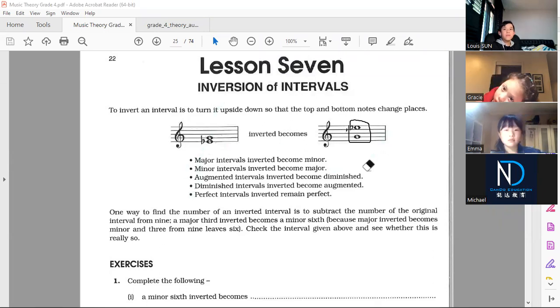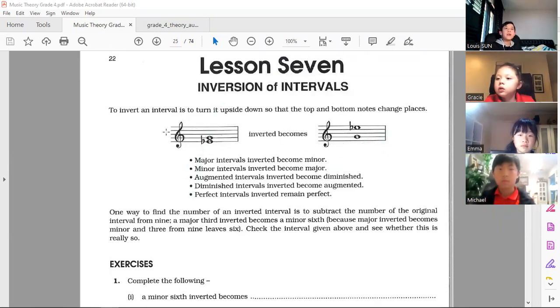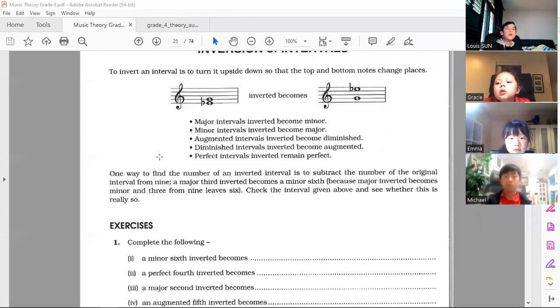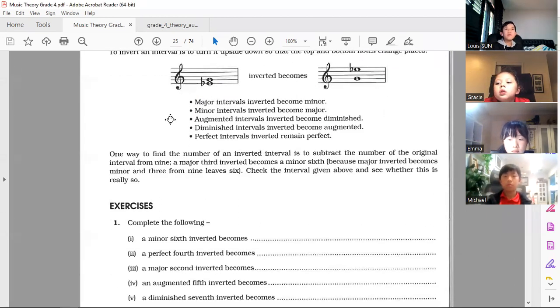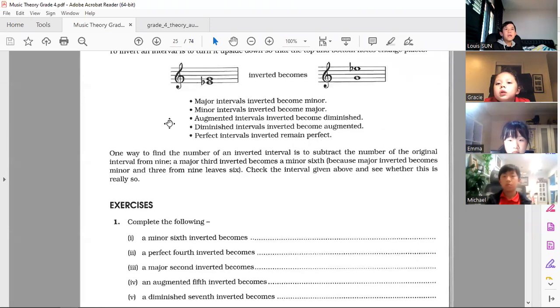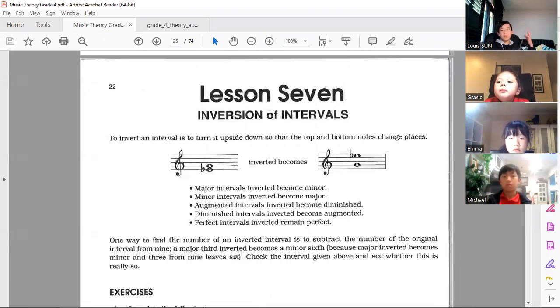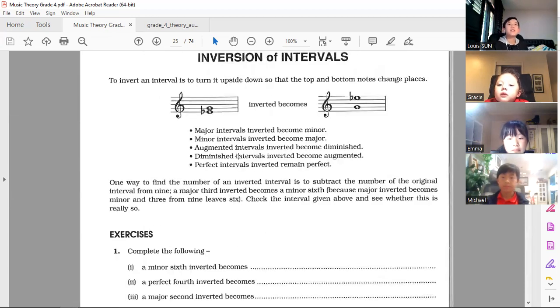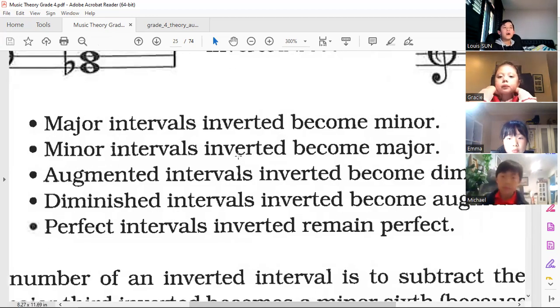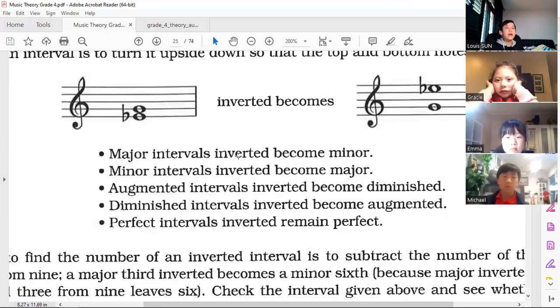And so why is inverting intervals important? Because you find inverted intervals in harmony, and inversions of intervals sound nice in the same way that inversions of triads sound nice, like 1B and 1 sound good together. So thirds and sixths, which are inversions of each other, sound nice. So how to name inverted intervals?